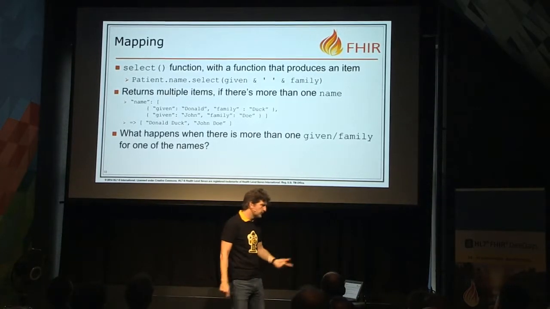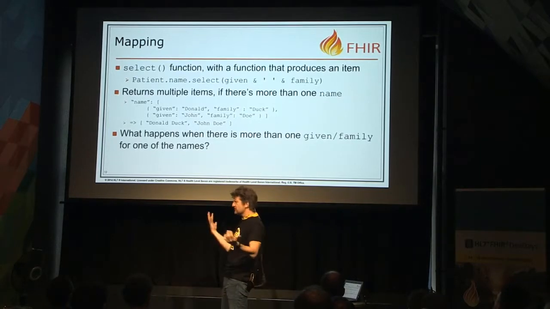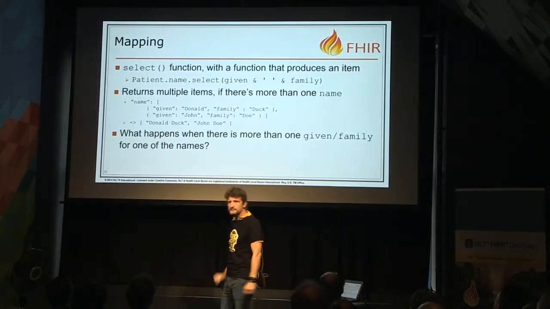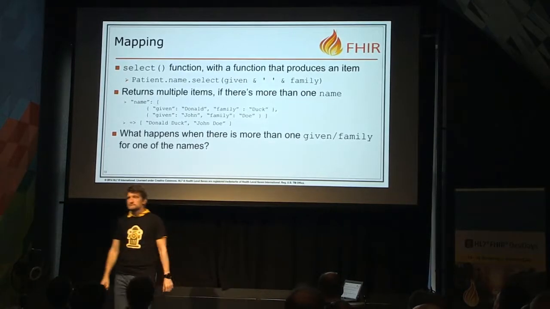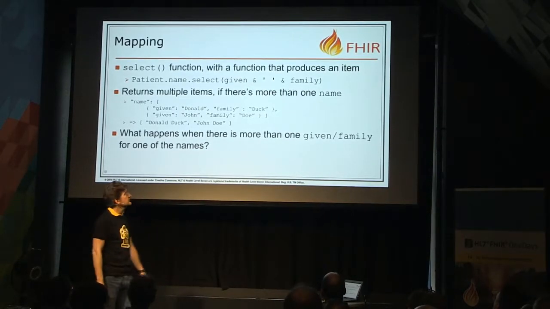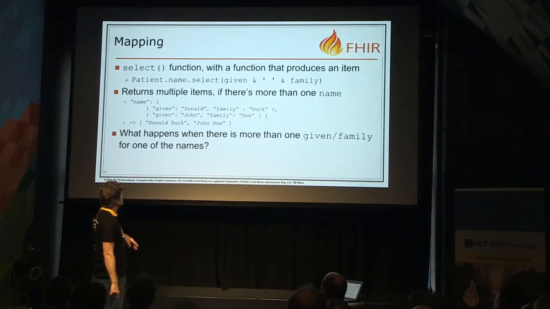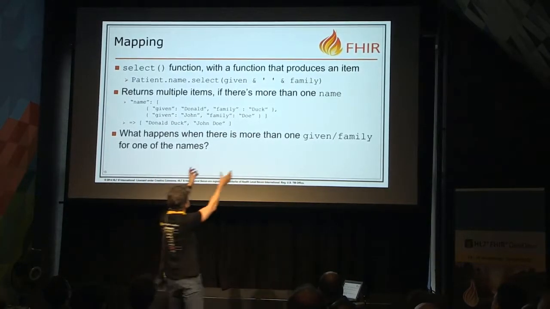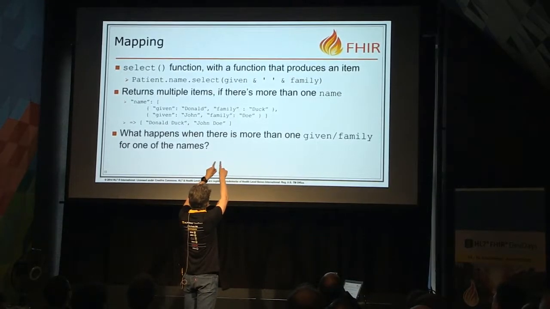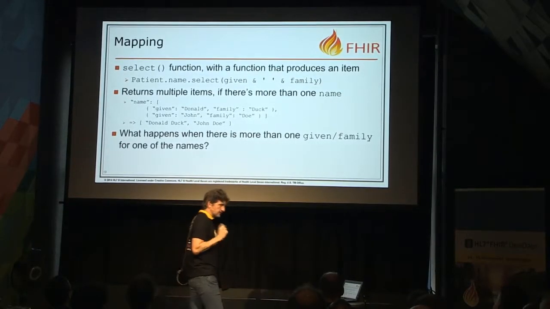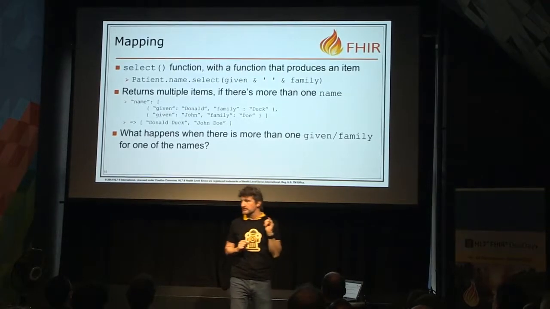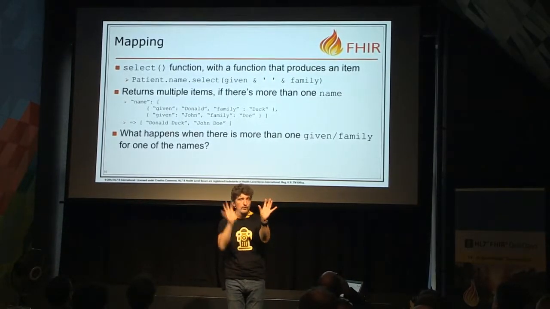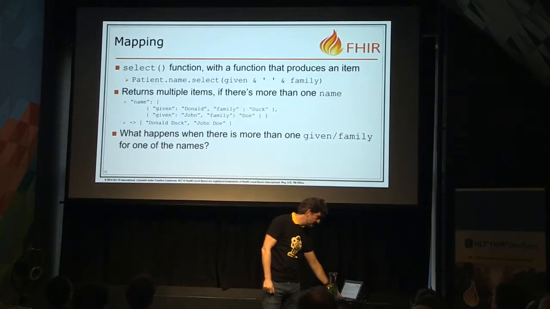What happens if there's more? There we go again. What happens? I mean, we say everything is a list. Yeah, but what happens when there is more than one given or family for one of these names? Is that an error? So I get a name, and it has multiple givens and multiple families. For each of these names, we would run that expression, and that ampersand there, that concatenation expression, would receive multiple givens, and it's defined to work only on an operand with one item, so this would be an error.